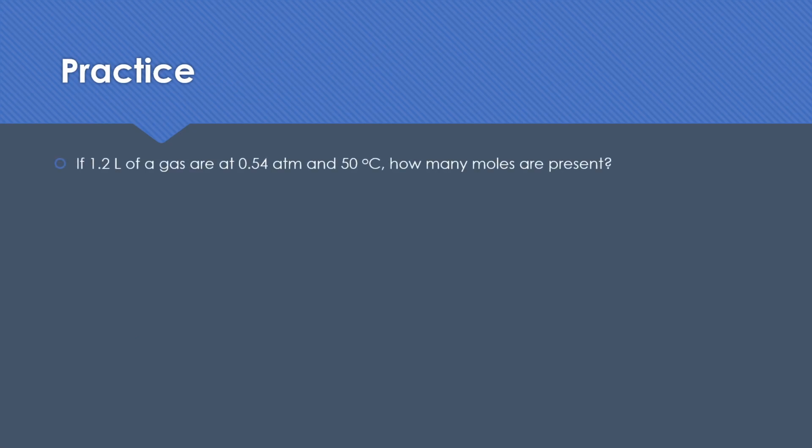If 1.2 liters of a gas are at 0.54 atmospheres and 50 degrees Celsius, how many moles are present? Well, we'll solve for n. So PV equals nRT. R equals 0.08206 liters atmospheres per mole Kelvin.